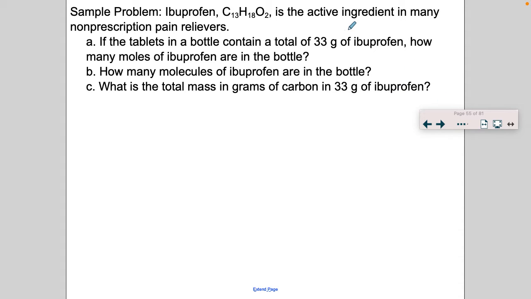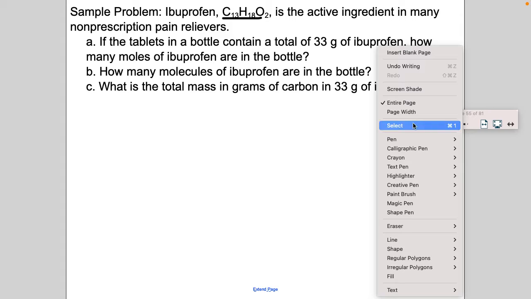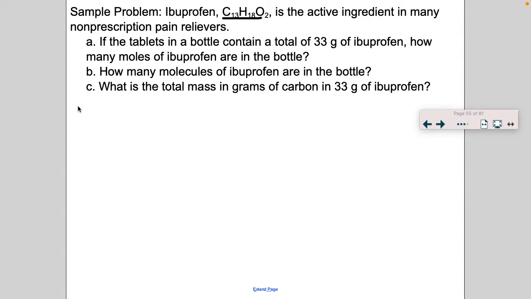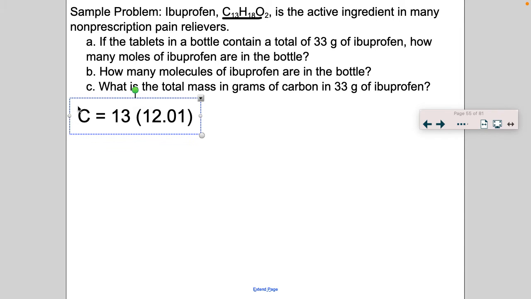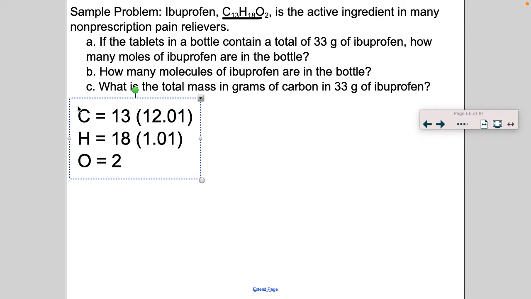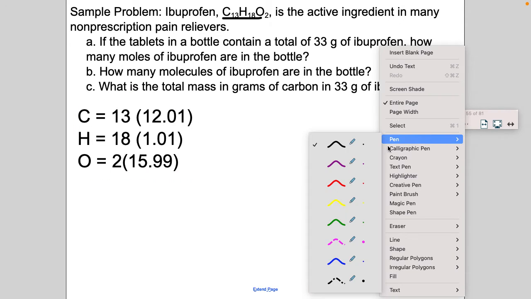Holy smokes. So what's the first thing that we probably need to figure out before we do anything with A, B, and C? Molar mass. Find the molar mass of ibuprofen. So carbon, 13 carbons at 12.01. Yep. And 18 hydrogen, which is 1.01, and 2 oxygen, which is 16. All right, calculator, I'll be back.